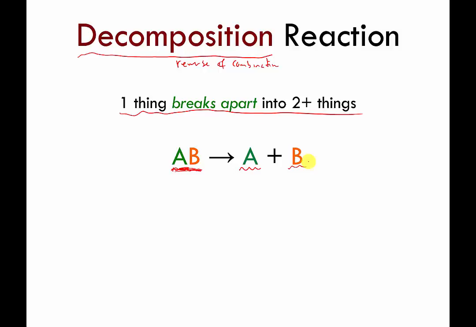So the reaction I showed you on the previous slide was this, 2H2 plus O2 makes 2H2O, and I said that was a combination reaction. If I ran the reaction backwards, which you can do, if I start with 2H2O, and I turn it into 2H2 plus an O2, this is an example of a decomposition reaction.